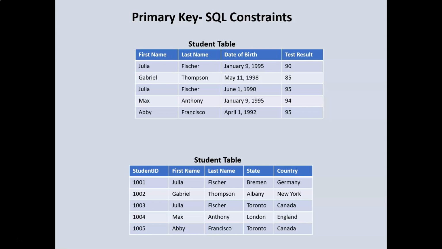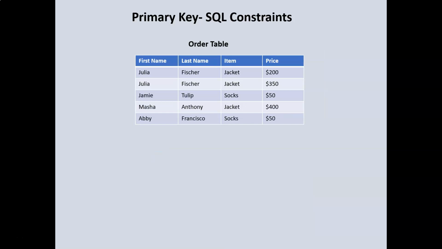So this way, because the student ID is unique to each of our students, we now have a unique identifier to distinguish each of our students. And this is what a primary key is. A primary key is unique for each record in our table, and it helps us to uniquely identify each record within the table. Another way to illustrate how primary keys work is looking at the other table.